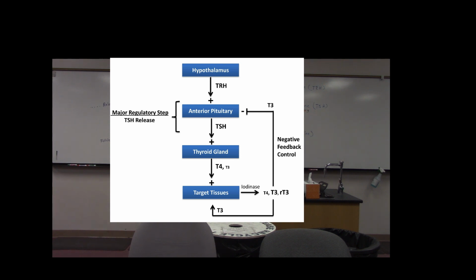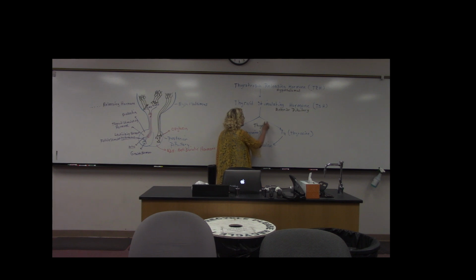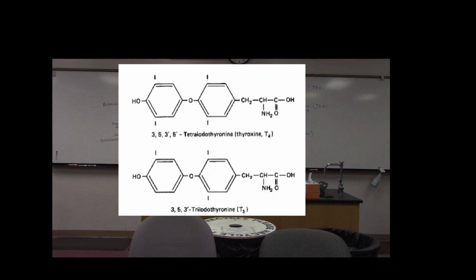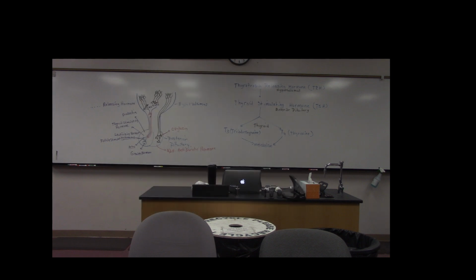TSH then causes T3 and T4 release from the thyroid. Now, T3 stands for triiodothyronine. And we say 3 because it has 3 iodine molecules in it. Thyroxine is T4, which tells us we have 4 iodine molecules in this hormone. And both of these hormones control the body metabolism. And I think we talked about this like the first week of class.